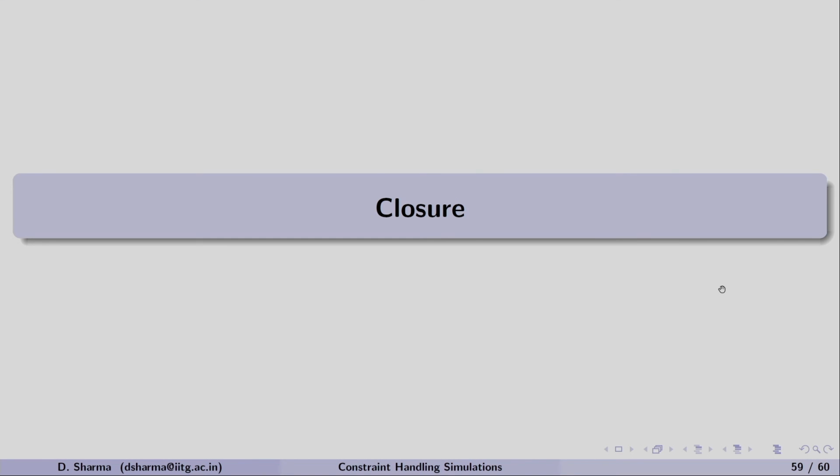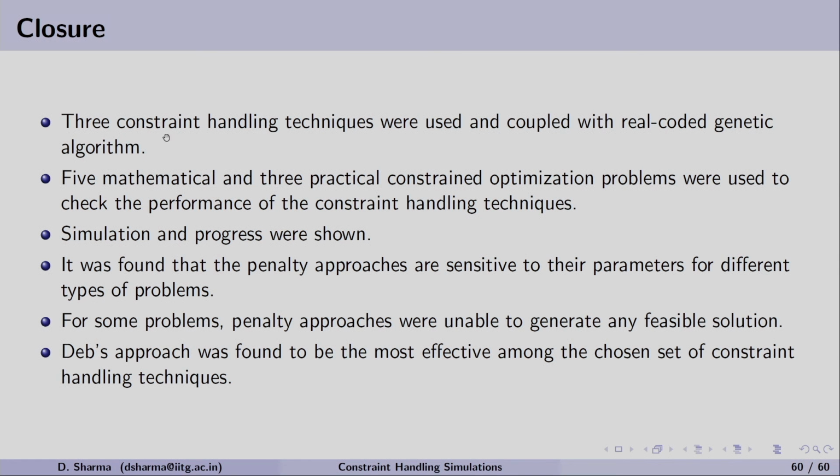Now we have come to the closure of this particular session on constraint handling techniques. In this lecture, we have gone through 3 constraint handling techniques that were coupled with the real coded genetic algorithm. We have solved 5 mathematical and 3 practical optimization problems, so that we can see the performance of static, dynamic and Deb's approach on solving such kinds of problems. Simulations and progress were shown.